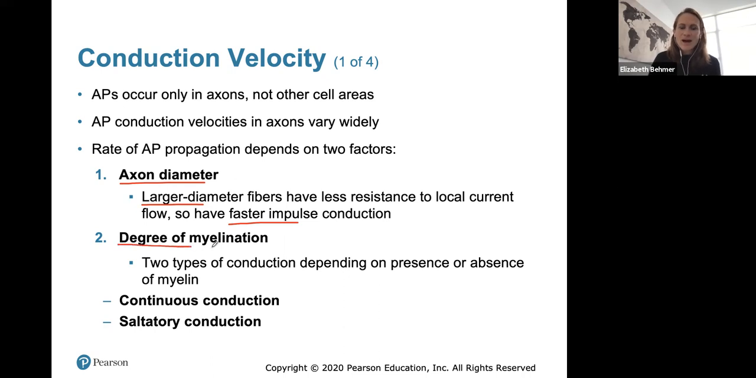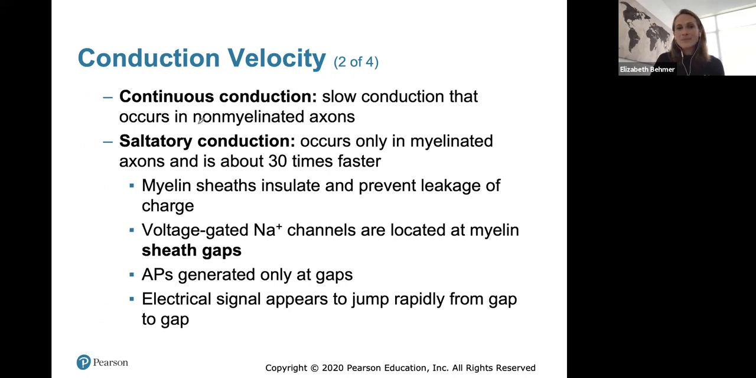And the degree of myelination matters. There are two types of conduction depending on the presence or absence of myelin sheaths. We can have continuous conduction or saltatory conduction. Continuous means it's slow, in unmyelinated axons, and saltatory conduction is what we use to describe how the action potential travels in myelinated axons. And this occurs about 30 times faster.